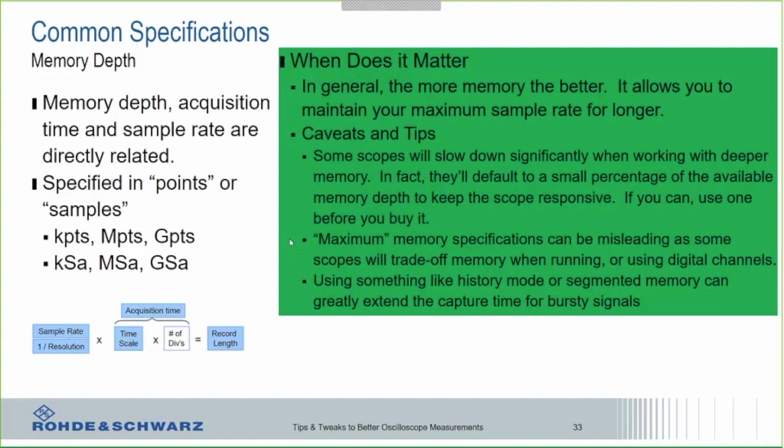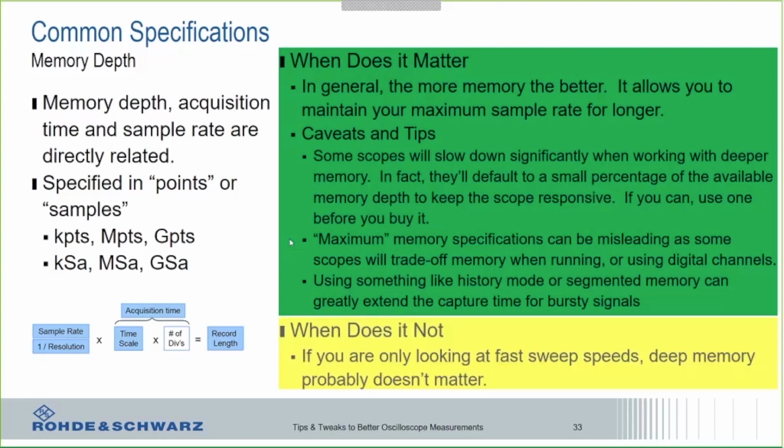And then using something like a history mode or a segmented memory capability can greatly extend your capture time for bursty signals. If you have a signal that has a bunch of idle time and you digitize all of that, you're basically wasting memory on part of the signal that you probably don't care about. Segmented memory or history mode allows you to skip that idle time, so you can more efficiently use the memory of your scope. So when does memory depth not matter as much?